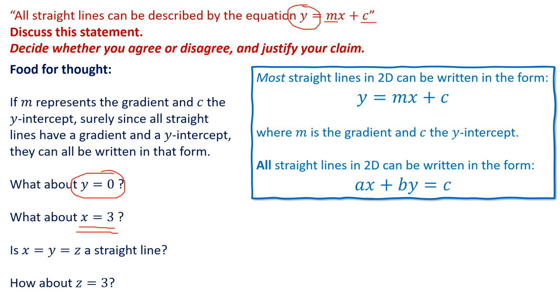However, if we want to avoid even those minor niggling points that cause some contradiction, we can describe all possible straight lines with this slightly more generalized form.